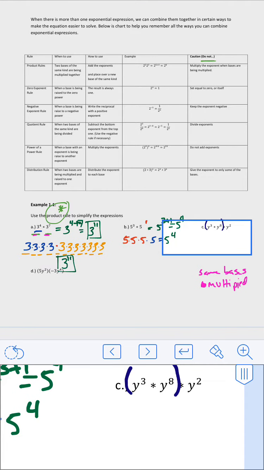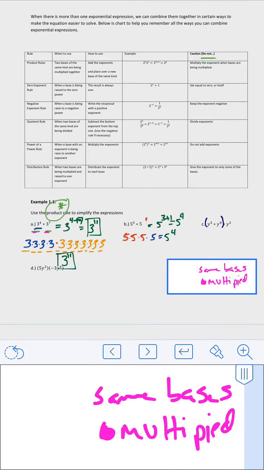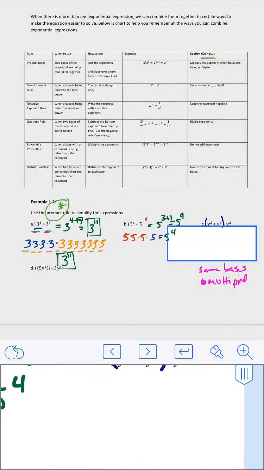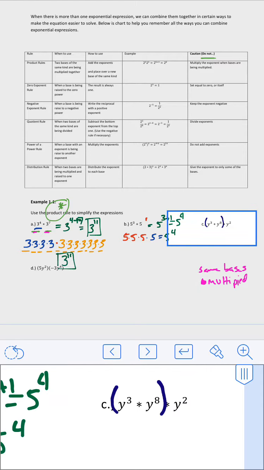And another thing different about this problem is that it's a variable, but remember, variables are just numbers we don't know yet. So as long as they match, as long as they're both y's, then you've still got product rule, right? It didn't say anything down here about them having the same number base. They just have to be the same, right? So maybe we don't know this y, but whenever we do find it out, we can plug it in. It's going to be the same, right?